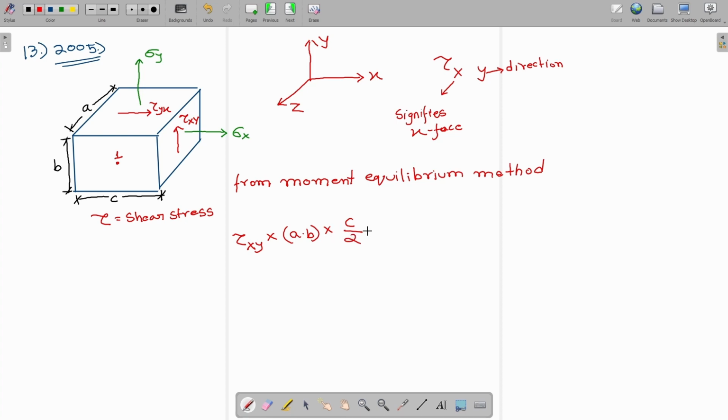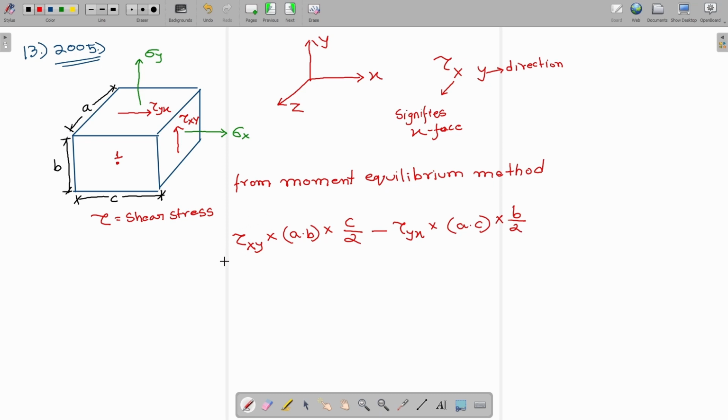Okay. Now, minus, now this is going in the anti-clockwise direction, and tau yx is going in the clockwise direction. We are taking anti-clockwise direction to be positive, and clockwise direction to be negative. So therefore, we are writing minus tau yx into a into c. Here the multiplication of a and c will give us the area of this face, the y face, and b by 2 will give us the moment arm.